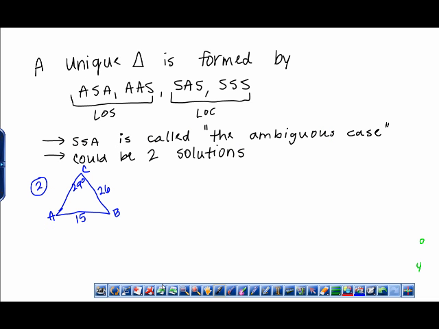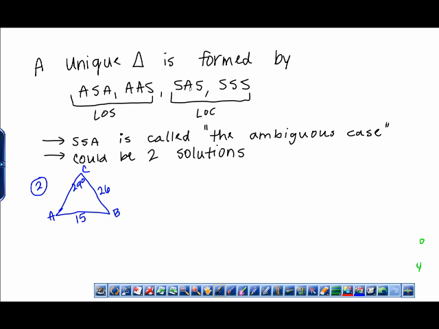So we've been talking about triangle postulates. I want you to write this down. A unique triangle, meaning there's only one with the information that's given, is formed by ASA or AAS, which we said are basically the same thing. And this is where you're going to want to use law of sines to find those missing sides.